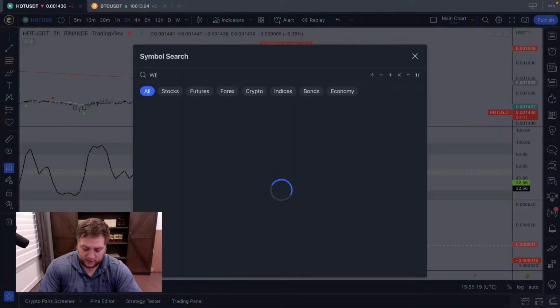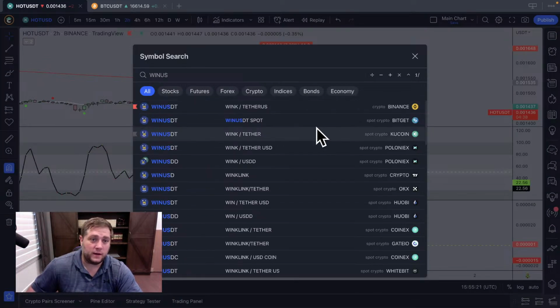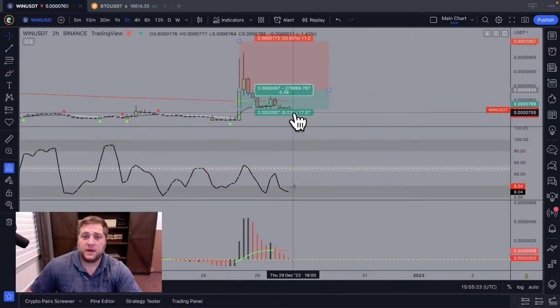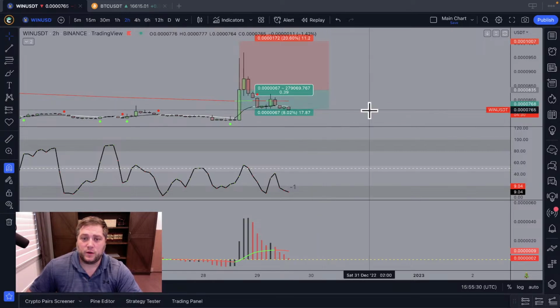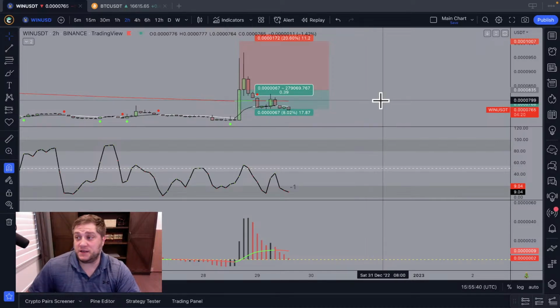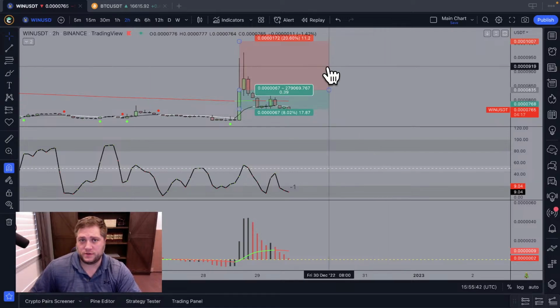The next one we did was WIN, W-I-N, USDT. And as of right now, we're using our moving average. If it closes above the moving average, we will close out this position. But right now, we're at 8.02%. That is an $80 return off of your investment, because we're 10xing it, and we're using a $100 position.